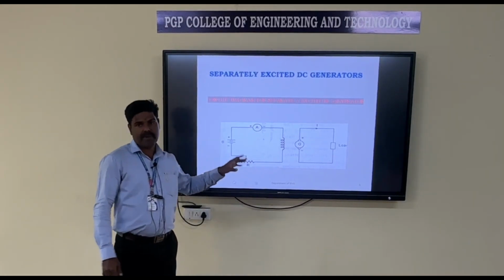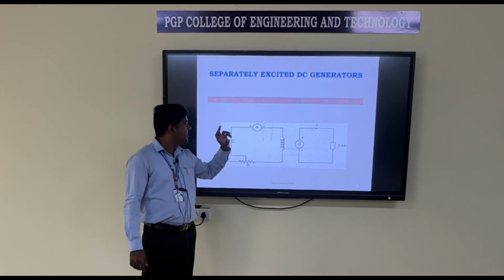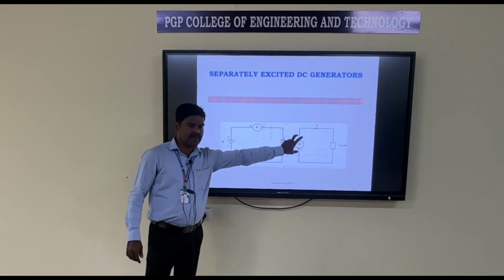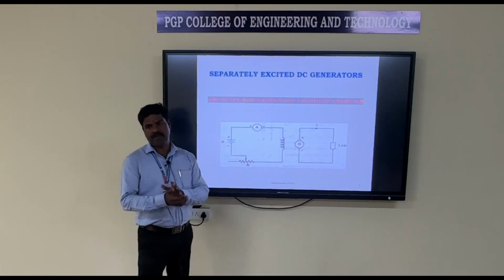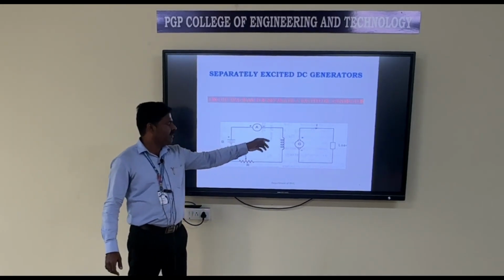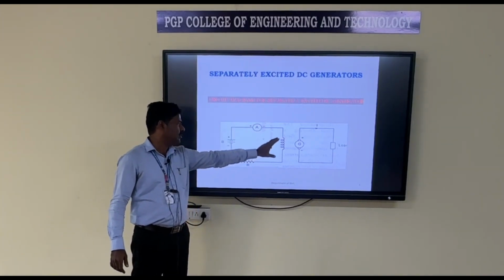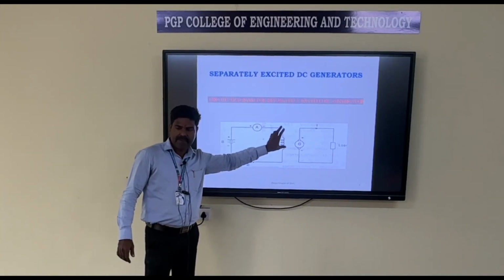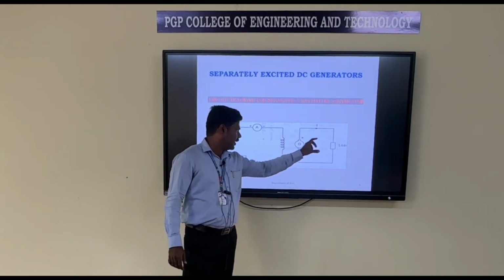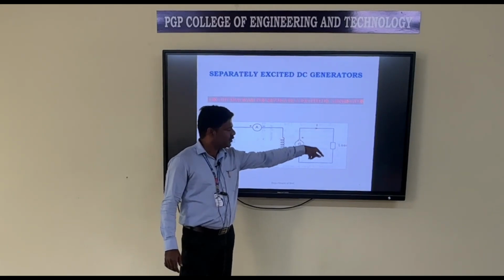This is the circuit diagram for the separately excited DC generator. Here this one is the field winding, and this one is the armature winding. Separately excited means the field winding is excited from an external, separate source of DC supply. This is known as a separately excited DC generator. There is no electrical connection between the field winding and the armature winding. The load is connected across the armature winding, therefore the same current flows through the circuit.